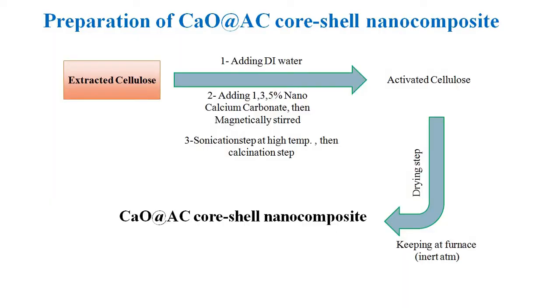Second, preparation of calcium oxide activated carbon core shell nanocomposites. The extracted cellulose is added to distilled water. Second, we add 1, 3 and 5% of nano calcium carbonate as the catalyst and the inner core of the core shell that will be formed in the future. Then it is magnetically stirred, and we obtain activated cellulose in this step. After that, drying and keeping in the furnace at high temperature, so we obtain at the end of the calcination the calcium oxide activated carbon core shell nanocomposite.